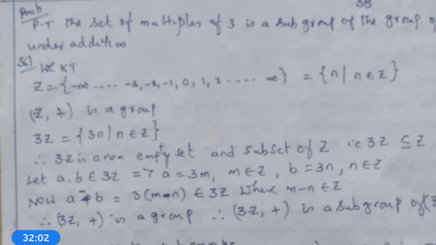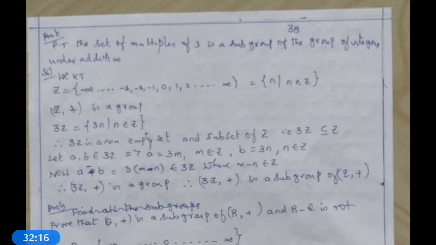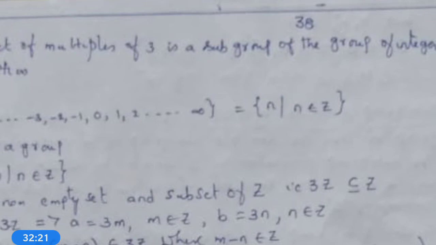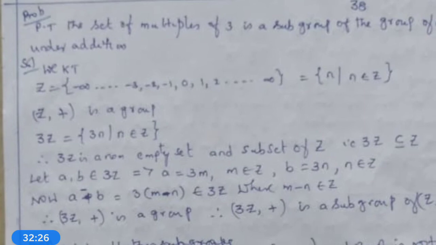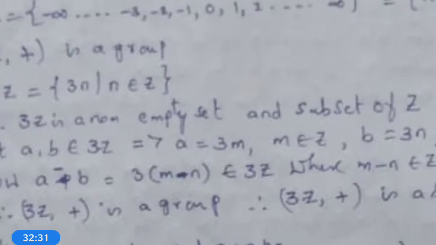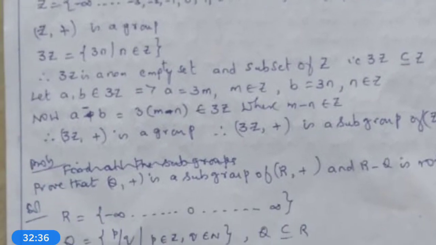We know that Z is equal to the set {minus infinity, etc., minus 3, minus 2, minus 1, 0, 1, 2, etc., infinity}. This can also be written as the set of all n such that n belongs to Z. And we know that Z, comma, plus is a group. Now 3Z is equal to the set of 3n such that n belongs to Z.